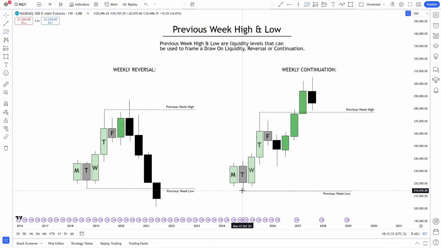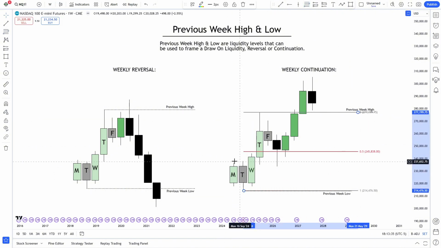So if I mark that on my fib, 50% is here. I would look at a discount rate in a discount. So this bullish order block's opening price would be my entry, and I would look to target the previous week's high as a draw on liquidity for a weekly continuation in the following week.